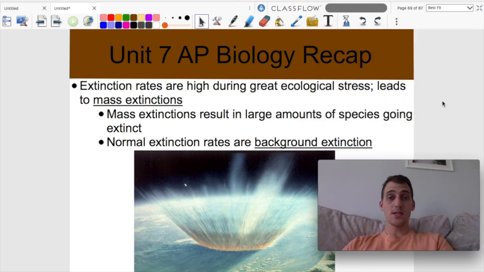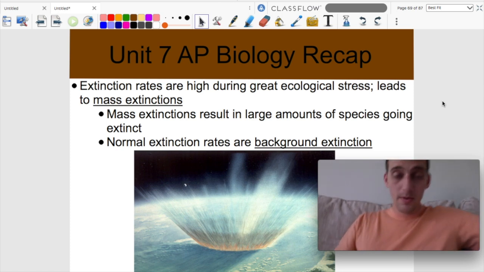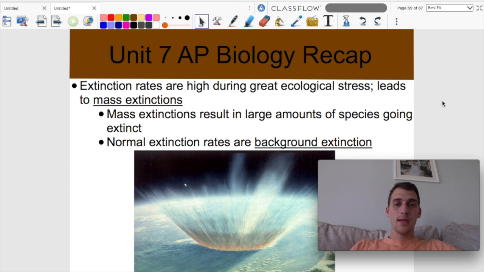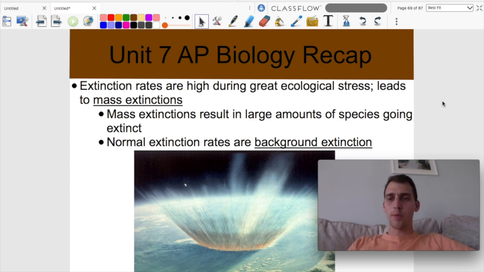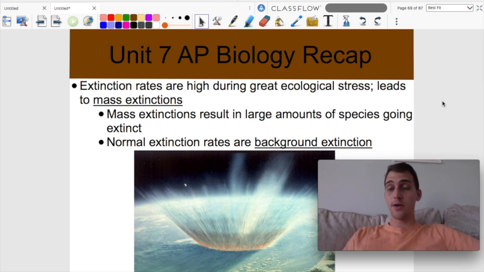So extinction rates are high during great ecological stress when the environment changes drastically. And when we have a very high rate of extinction, it's what we call a mass extinction. Mass extinctions result in large amounts of species going extinct at the same time, very rapid change, but extinction is a normal part of the history of life on Earth.